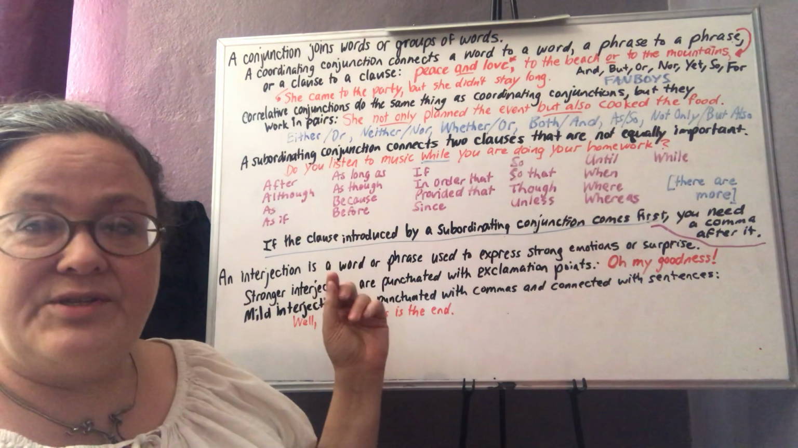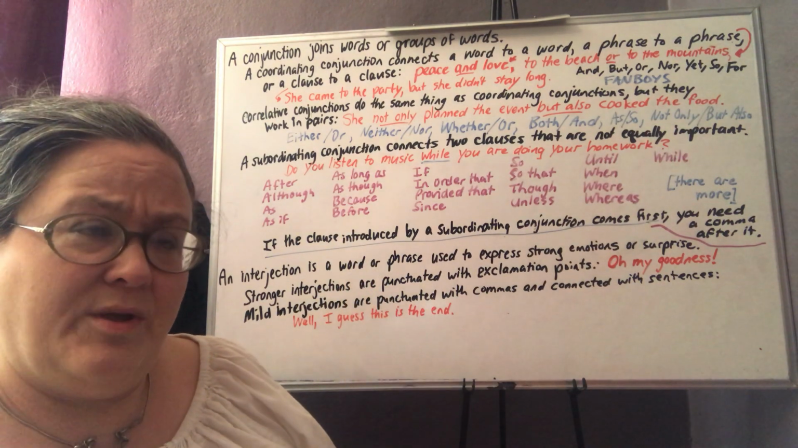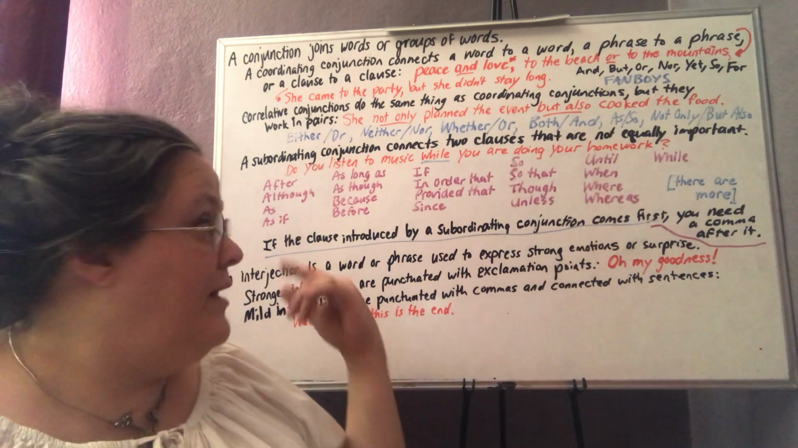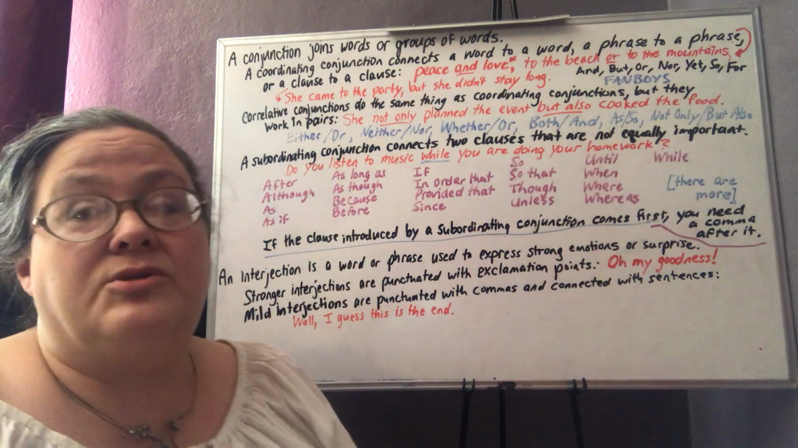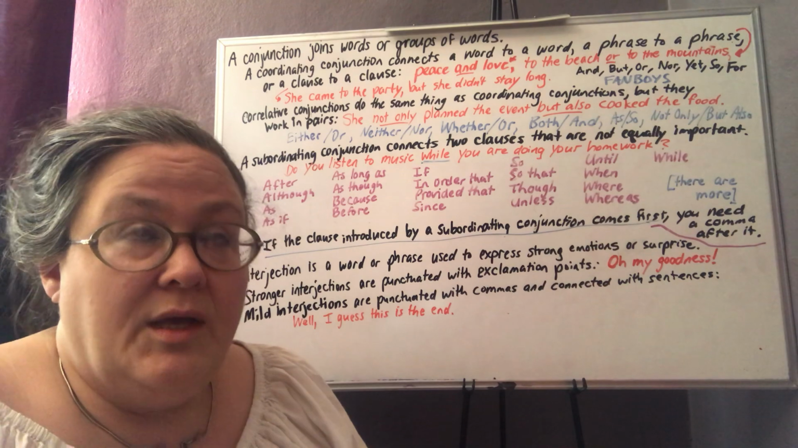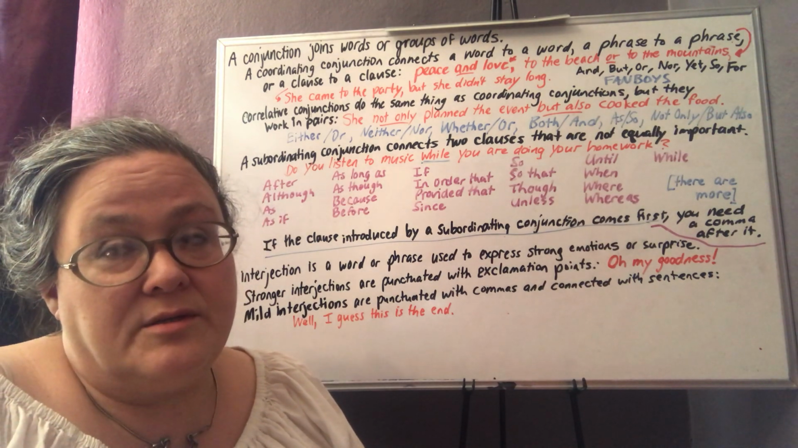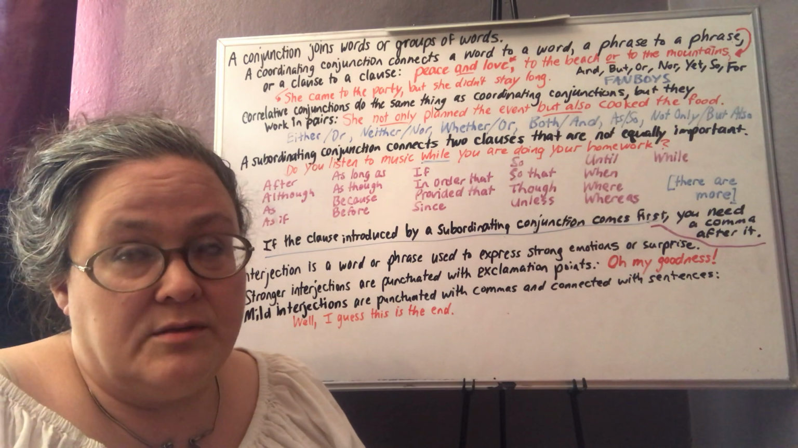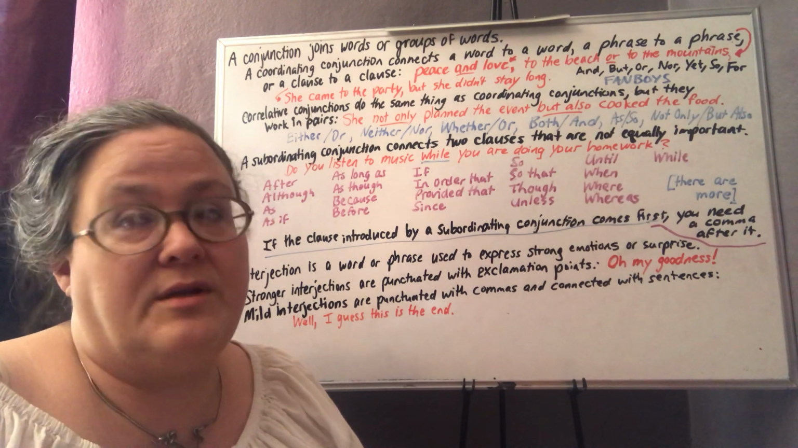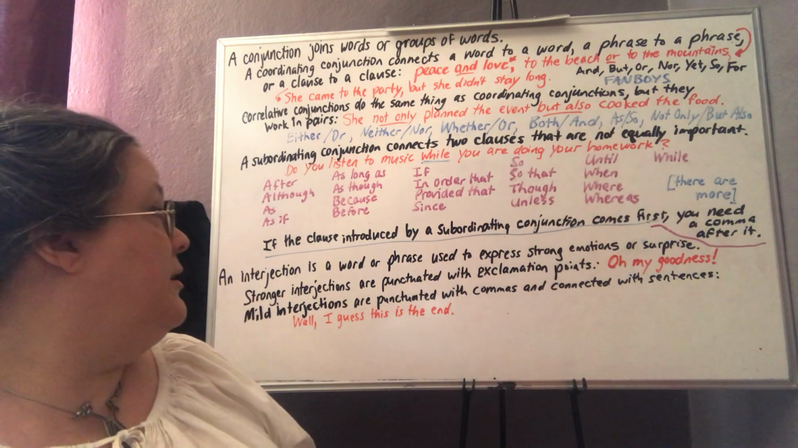And then before is the same way. It's a preposition, and it can be a subordinating conjunction. I have said it before, and I will say it again. What the word does in a sentence is what's important. That's what determines what it is, okay?